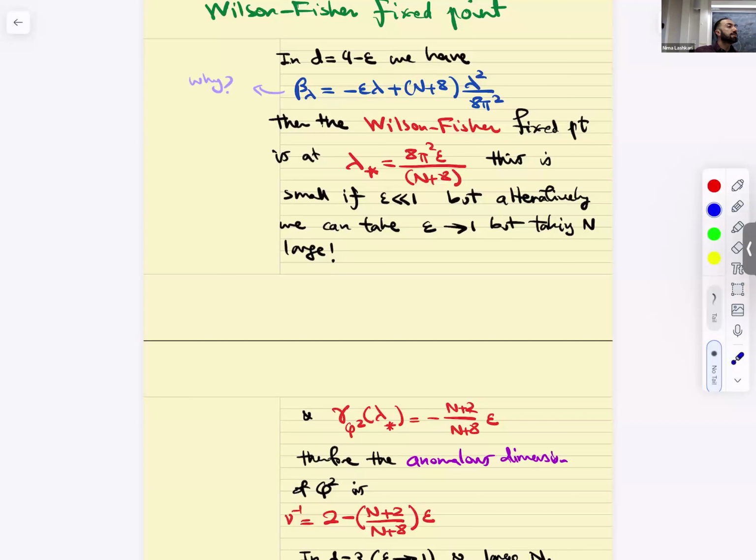All right, any other questions? This is also the sort of gravity, actually. Yeah, the N of SU(N) becomes related to gravity.